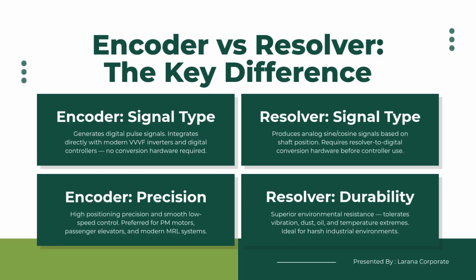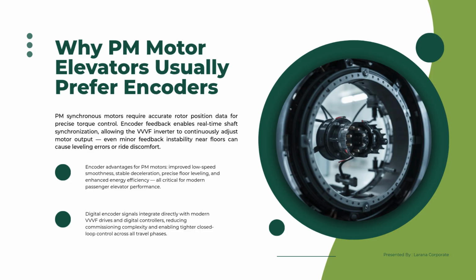Encoder vs resolver. The simplest difference is this: an encoder provides digital feedback. A resolver provides analog feedback that usually needs conversion before the controller can use it. But the practical difference is bigger than signal type. Encoder systems usually offer easier integration with modern VVVF control, better digital compatibility, higher positioning precision, and smoother low-speed refinement. Resolver systems usually offer stronger environmental resistance and long-term stability in difficult operating conditions. So the real trade-off is not just precision versus durability. It is about how the feedback system fits the elevator's complete control strategy.